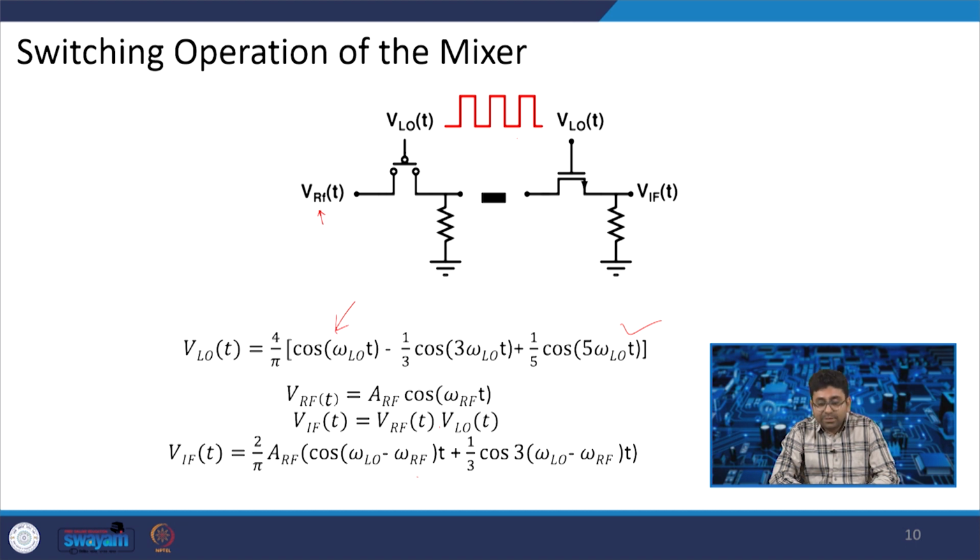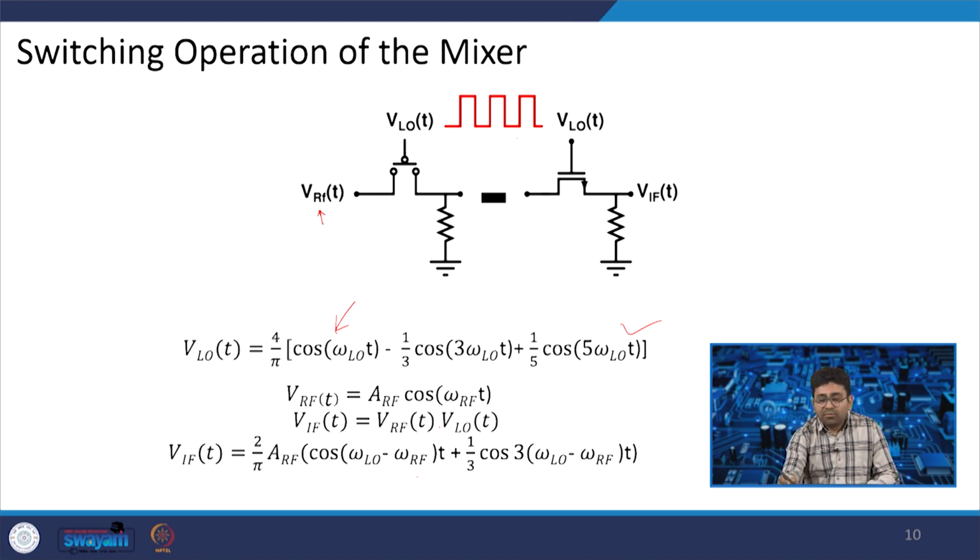Now, one thing to note is that if you have this square wave, you will get multiple harmonic frequencies, and their amplitude will be reduced, but you also need to consider that these should be filtered out. If they are not filtered out, they can cause distortion in the upcoming stages of the receiver.